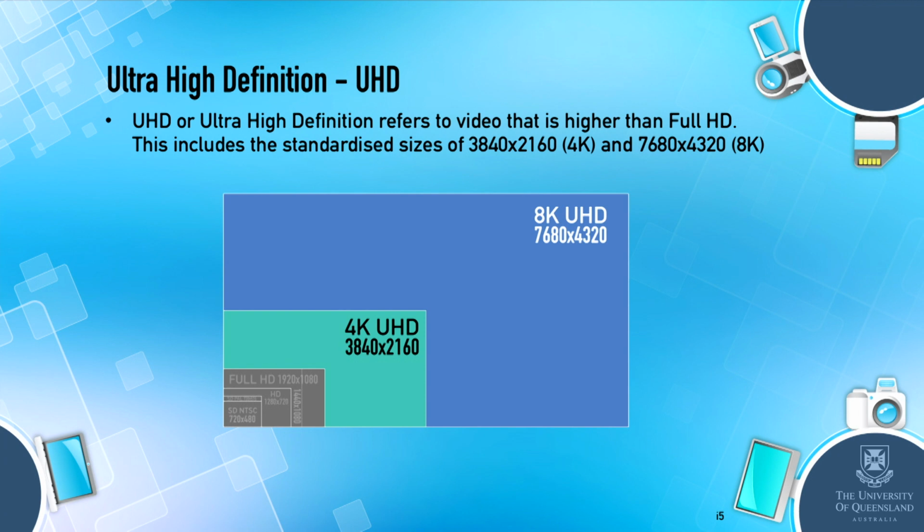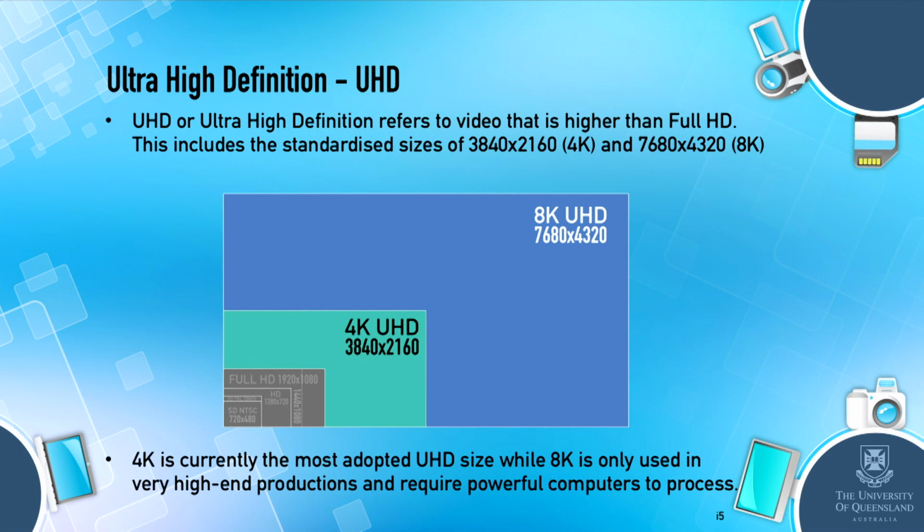UHD, or ultra high definition, refers to video that is higher than full HD. This includes the standardized sizes of 3840 by 2160, more commonly known as 4K, and 7680 by 4320, known as 8K. 4K is currently the most adopted Ultra HD size, while 8K is only used in very high-end productions and requires powerful computers to process.